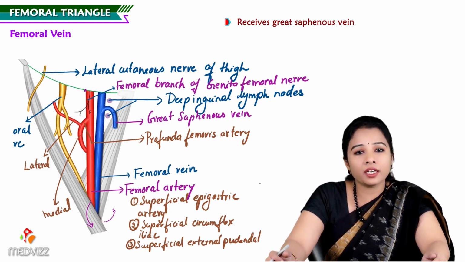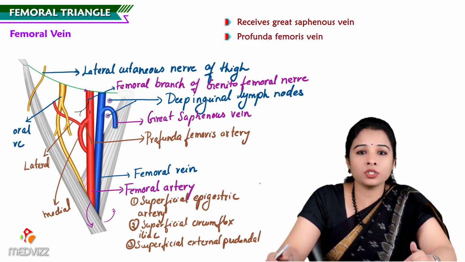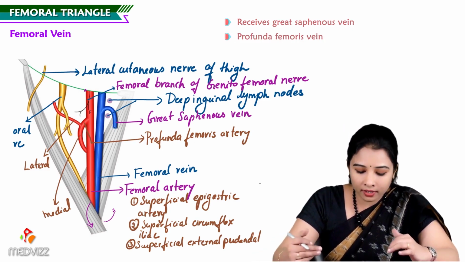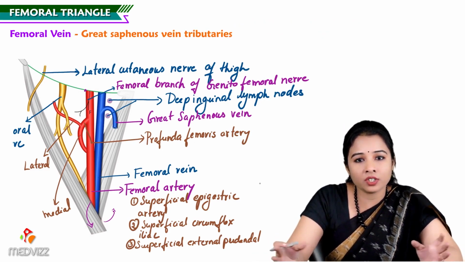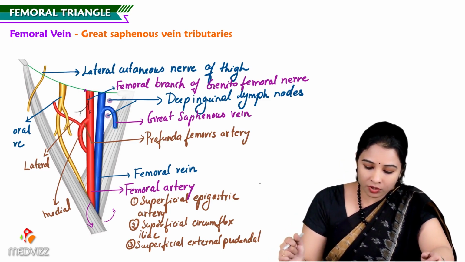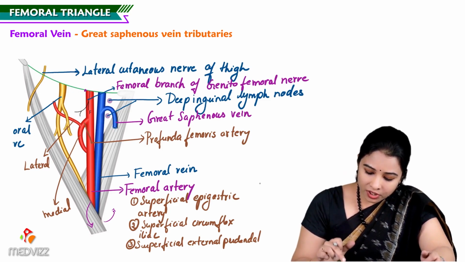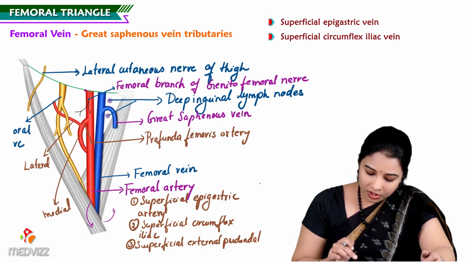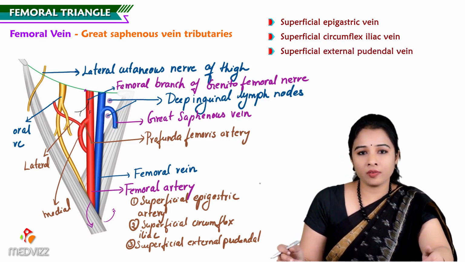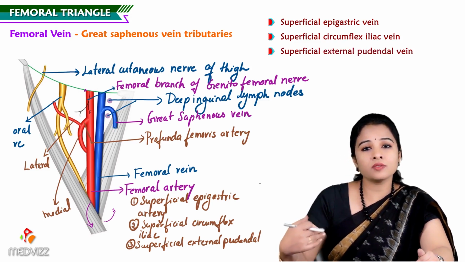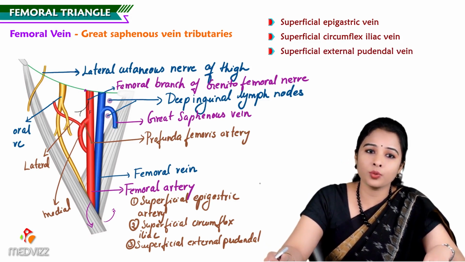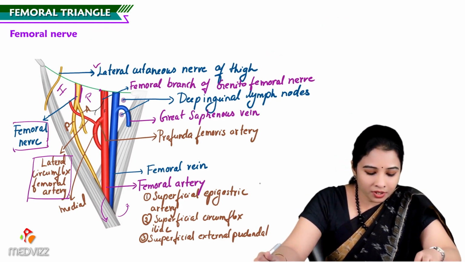Apart from this great saphenous vein, there is the profunda femoris vein also, which is along with the profunda femoris artery. And the great saphenous vein gives off some superficial tributaries: superficial epigastric vein, superficial circumflex iliac vein, superficial external pudendal vein. The same names as the arteries, we have veins which are present within the superficial fascia of the femoral triangle. Let's talk about the femoral nerve.